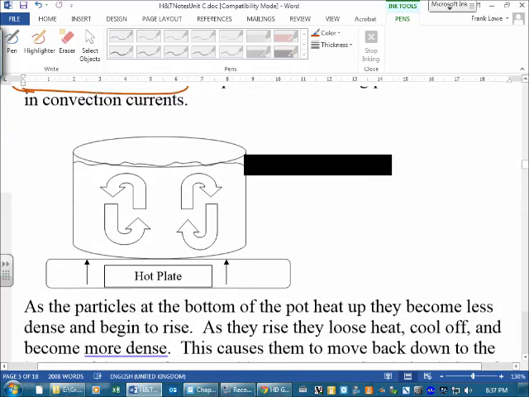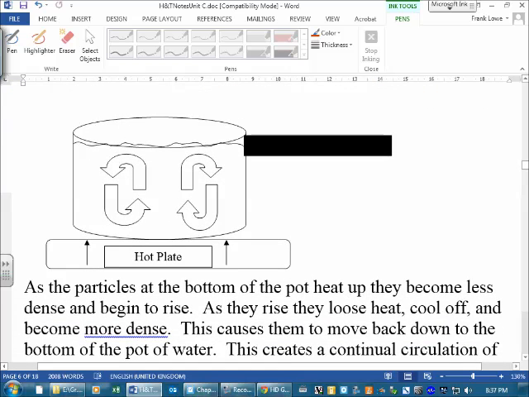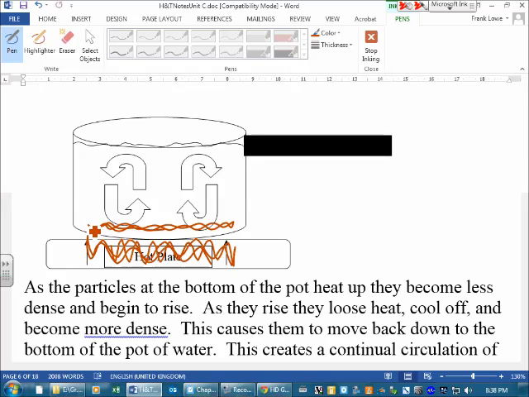So if you look at this awesome diagram I made. Okay, we got some red. So here's your hot plate. So there's the heat, orange heat, right? What happens here is that the particles at the bottom, down in here, we'll just say this is water, those particles, they start to heat up. Right? Now, when materials heat up, what happens to their particles?